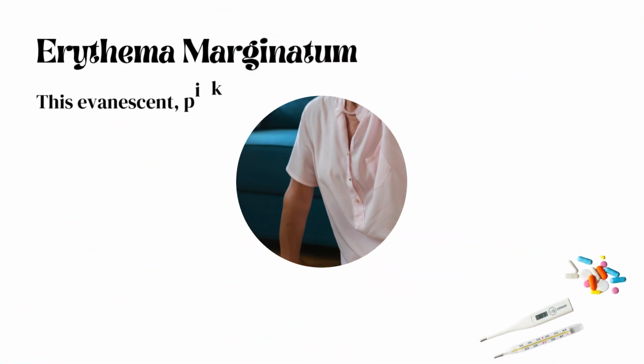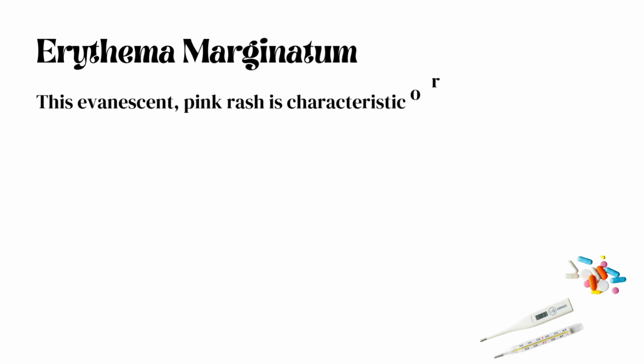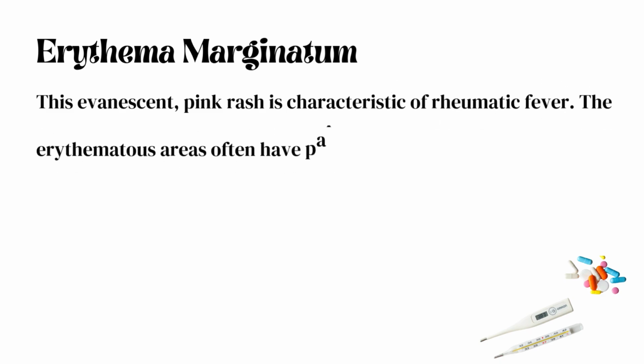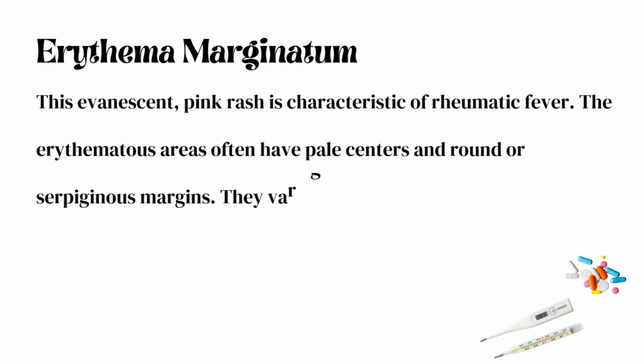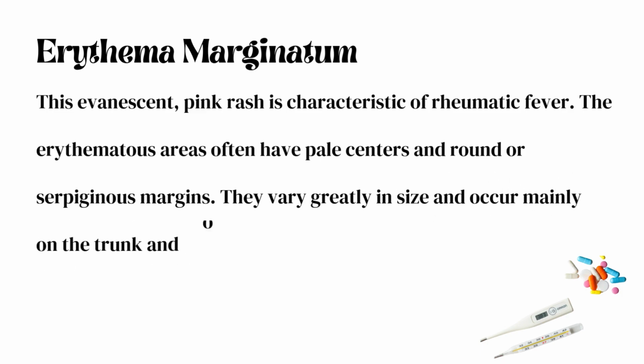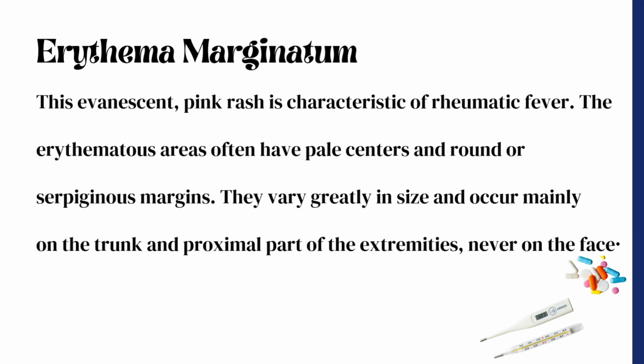Erythema marginatum is an evanescent pink rash characteristic of rheumatic fever. The erythematous areas often have a pale center and round or serpiginous margins. They vary in their size and occur mainly over the trunk and proximal part of the extremities, but never over the face.